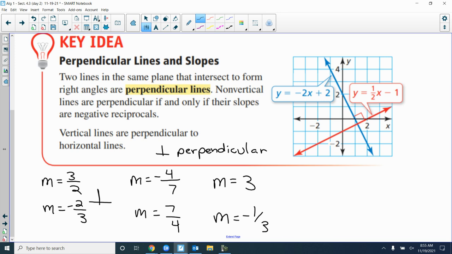So negative 2 is here. They give you that graph. 1/2 is here. They're going to hit at right angles. Negative 2 and 1/2 are opposite reciprocals, or negative reciprocals. Okay, so at least we're able to identify them.